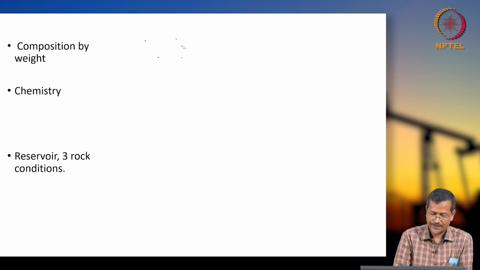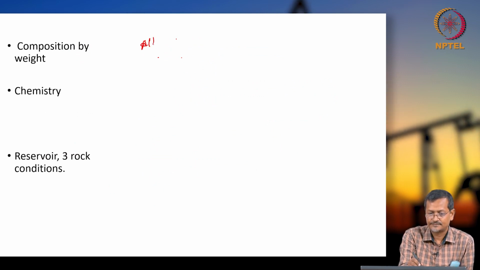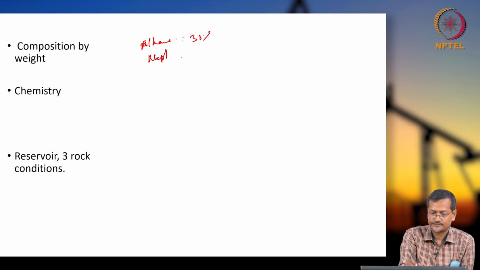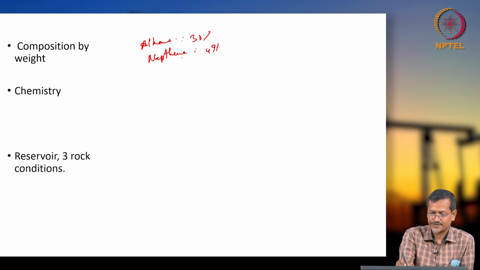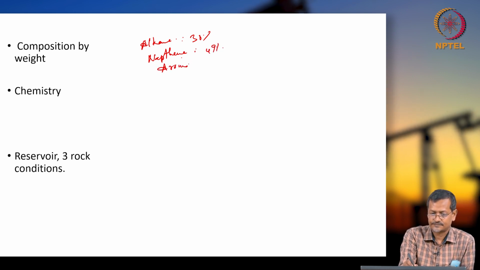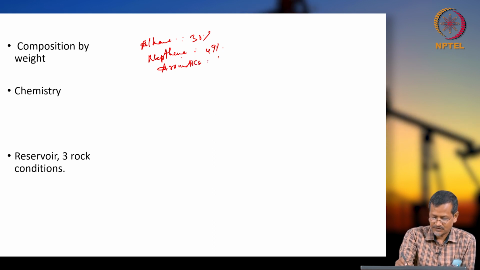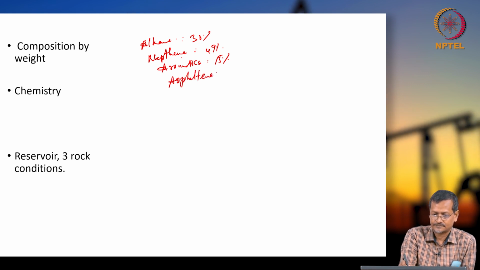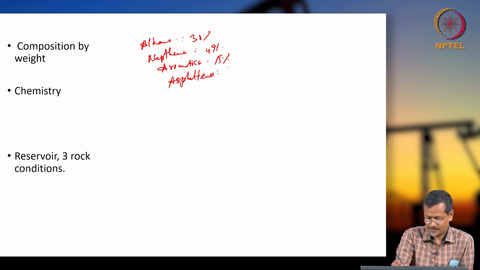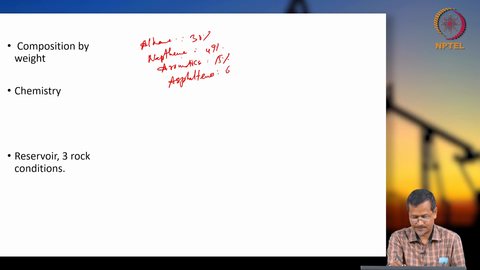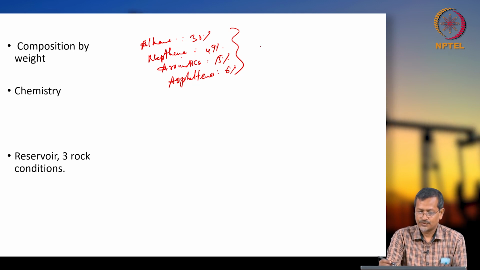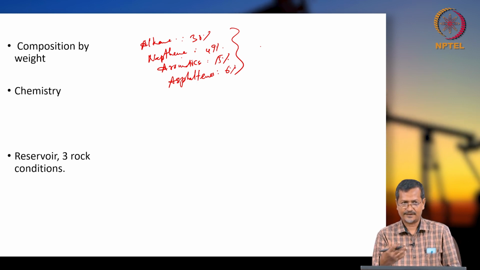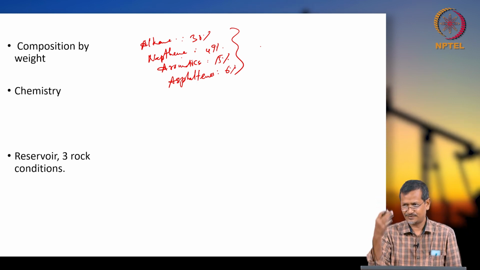Okay. So, composition by weight, it will have alkane about 30%, naphthalene around 49%, aromatics about 15%, asphaltene around 6%. Okay. So, this is an approximate ratio. It can vary also. This is just some idea, so that you can keep in mind that this much it will be.